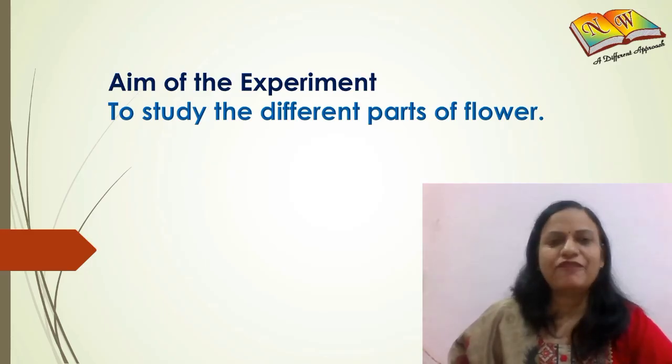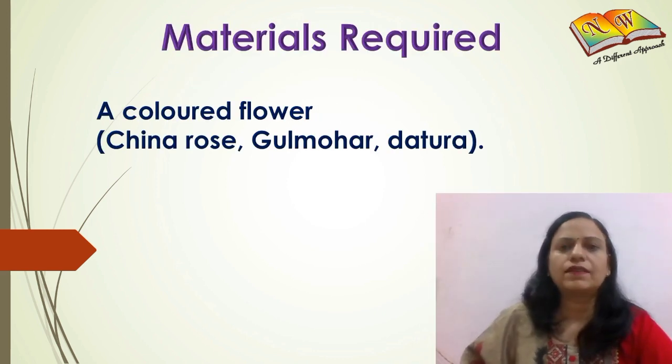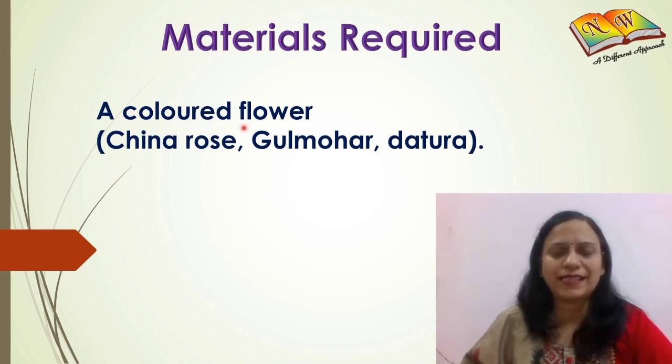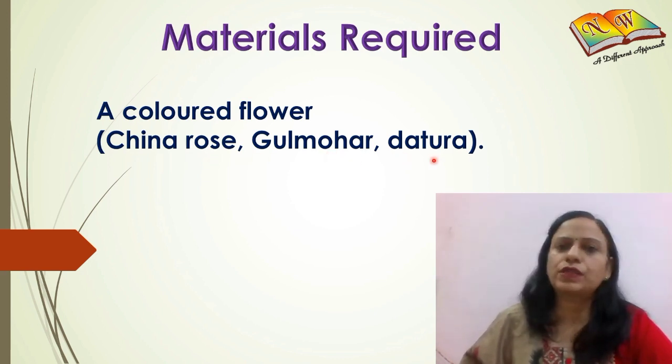In this experiment, we are going to study the different parts of a flower. The material required for this experiment is only a colored flower. We generally prefer a bisexual flower in which all the parts are clearly visible, and for that we can have a China rose flower, which is also known as hibiscus, or a gulmohar flower, or we can also choose a datura flower, because in these flowers all the parts are very clearly visible.